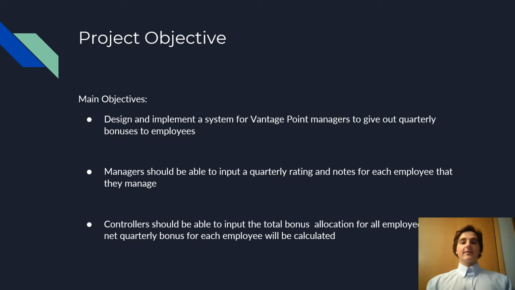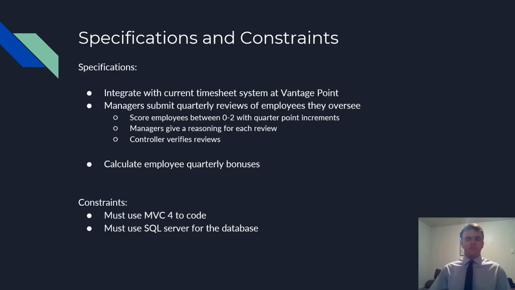So then the third objective was controllers should be able to input the total bonus allocation for all employees, which will then calculate the bonus for all employees. So the controller has the power to review the ratings from all the managers, and then to input the total amount for the calculation, and click a button, and then it automatically calculates the bonus for each employee individually.